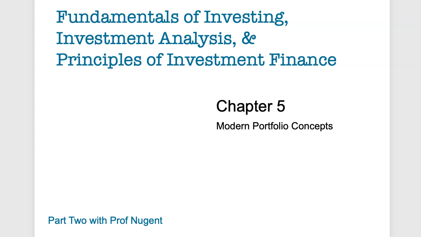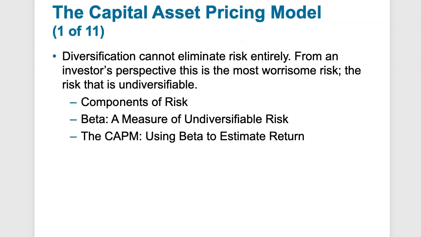We're going to continue in part 2 of chapter 5, Modern Portfolio Concepts. In this second half, we're going to talk about the capital asset pricing model. This is going to use various statistical measures to help calculate the required rate of return for an asset.